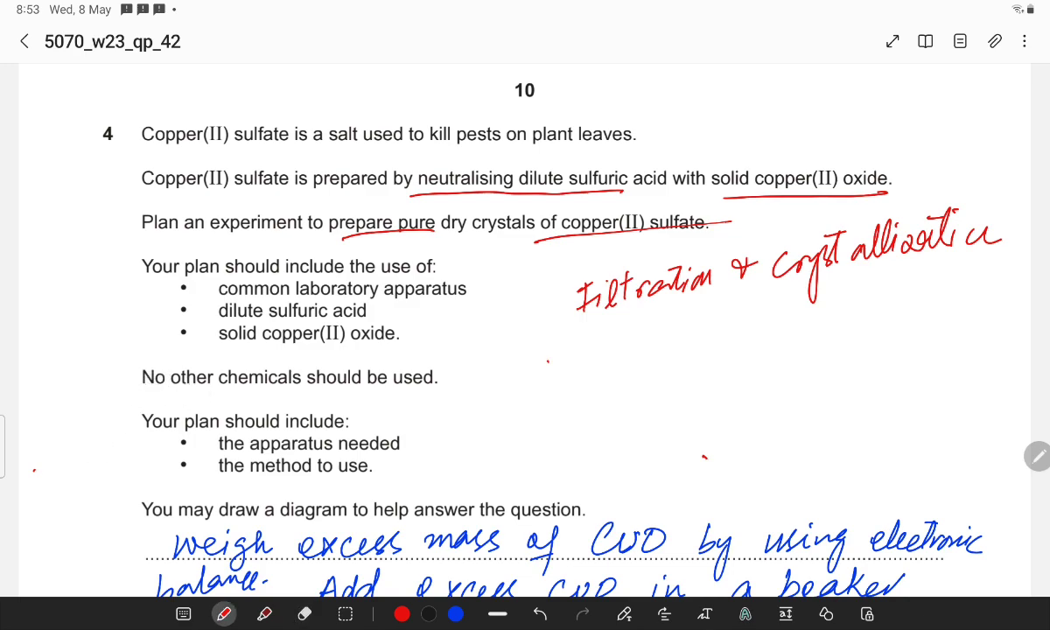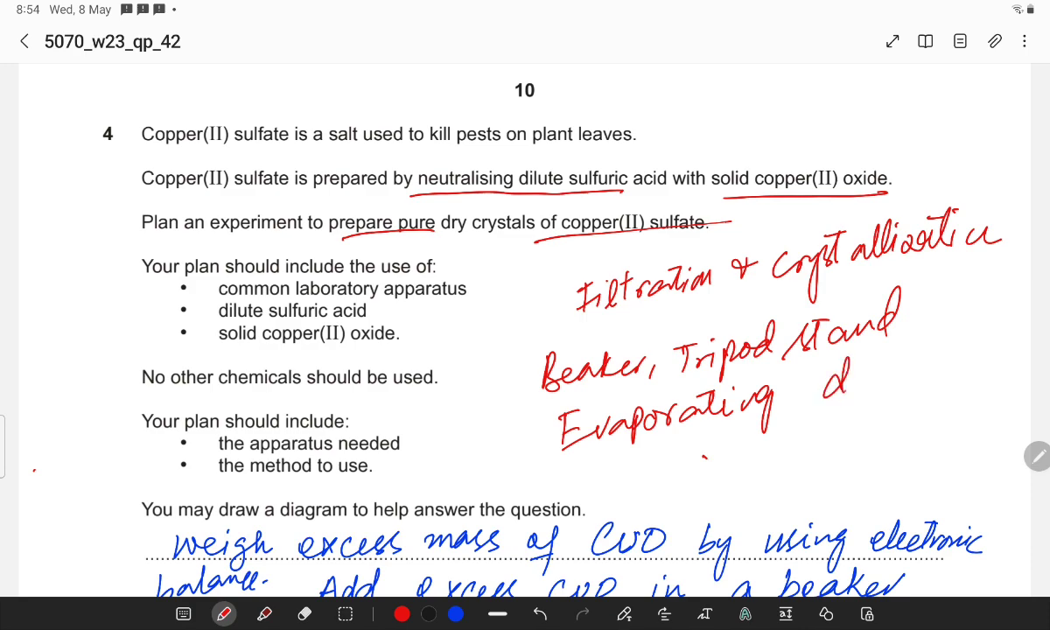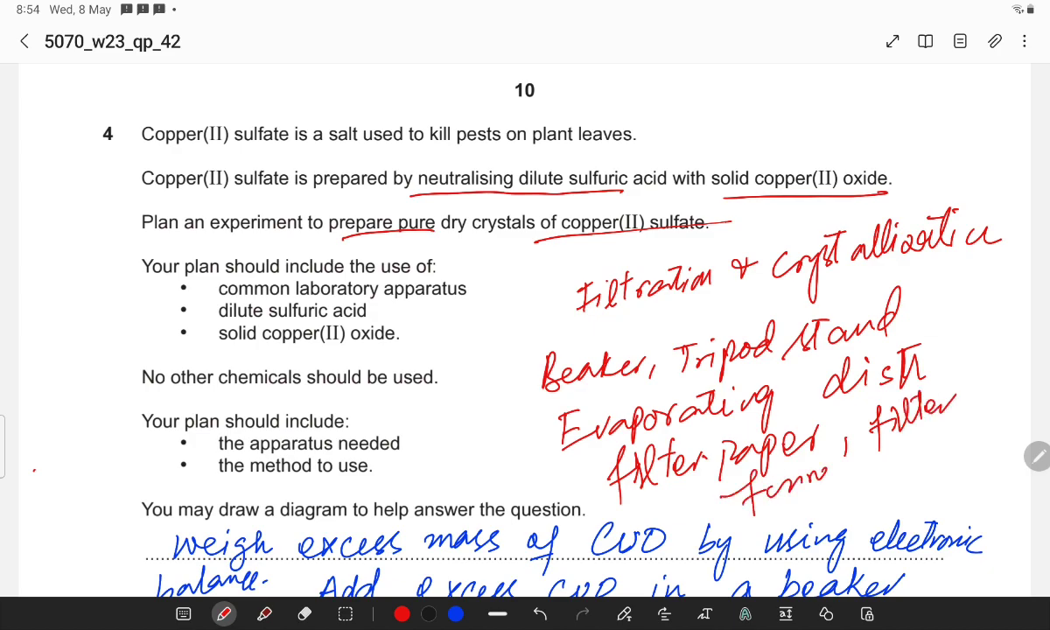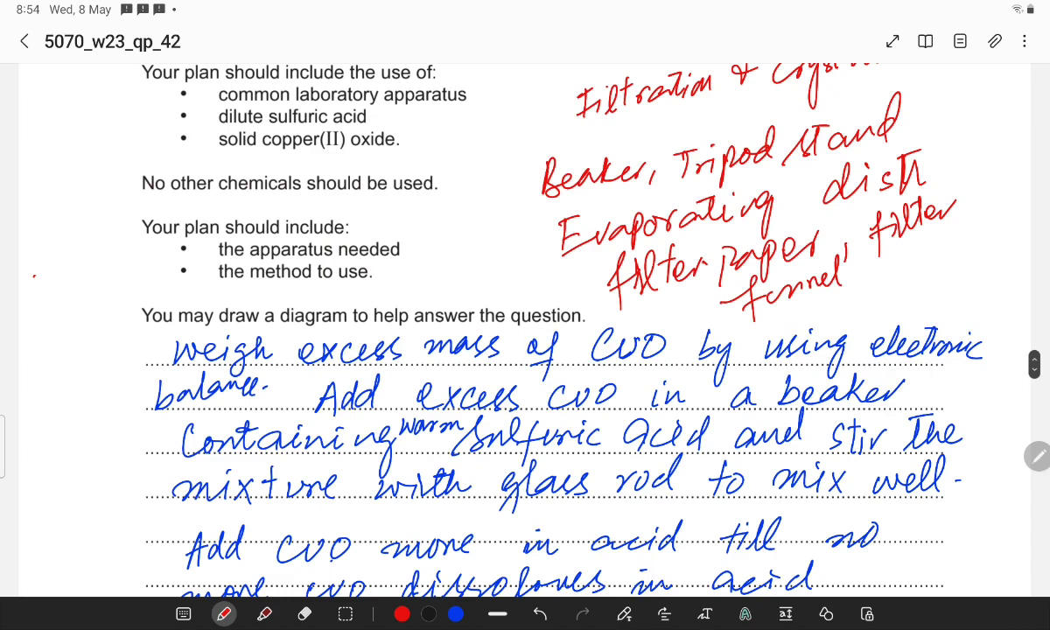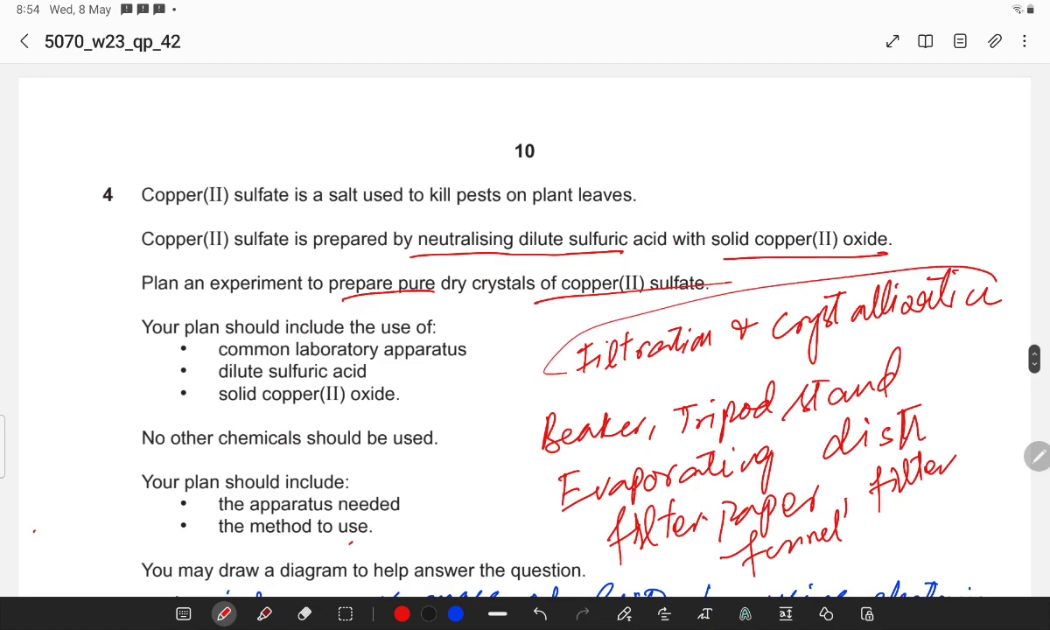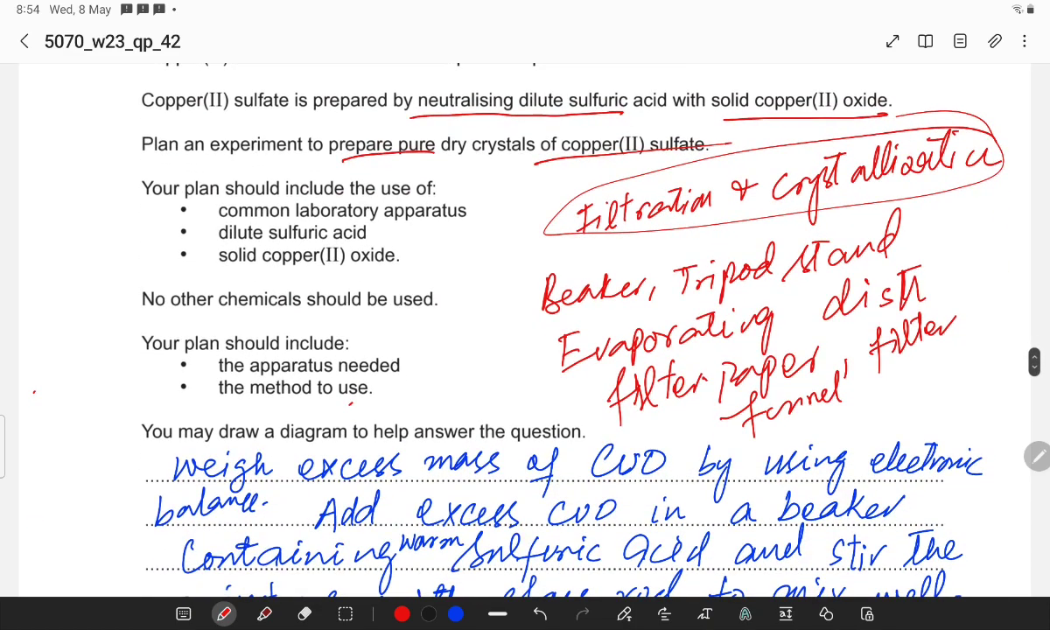The apparatus is beaker, tripod stand, evaporating dish, filter paper, filter funnel, and beaker. Your plan should include the apparatus needed and the method to use. So filtration and crystallization is used for preparing copper(II) sulfate.